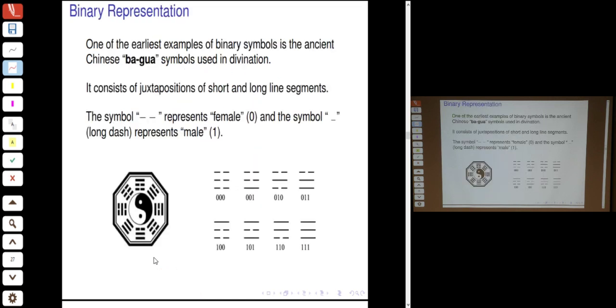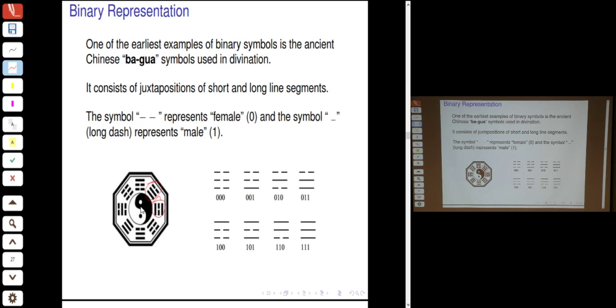The concept of binary, just like the concept of decimal representations, is also very old and natural. One of the earliest examples of binary symbols is the ancient Chinese Bagua symbols used in divination. It consists of juxtapositions of short and long line segments. You can see the short and long line segments here, for example, in these patterns.